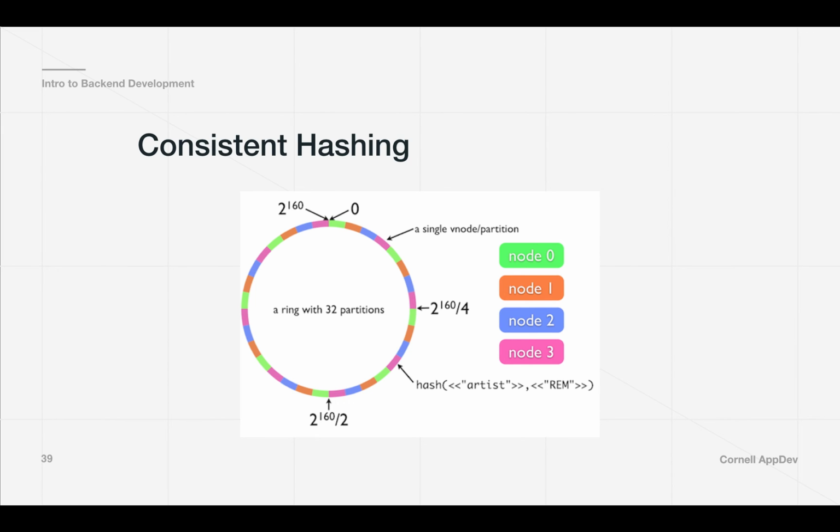Yeah. So with this graphic, are the colors physical servers? Is that the idea? Yeah. There are 4 servers, and they get split up across this ring, but it's random. So instead of having 1/4 be green, 1/4 be orange, right?